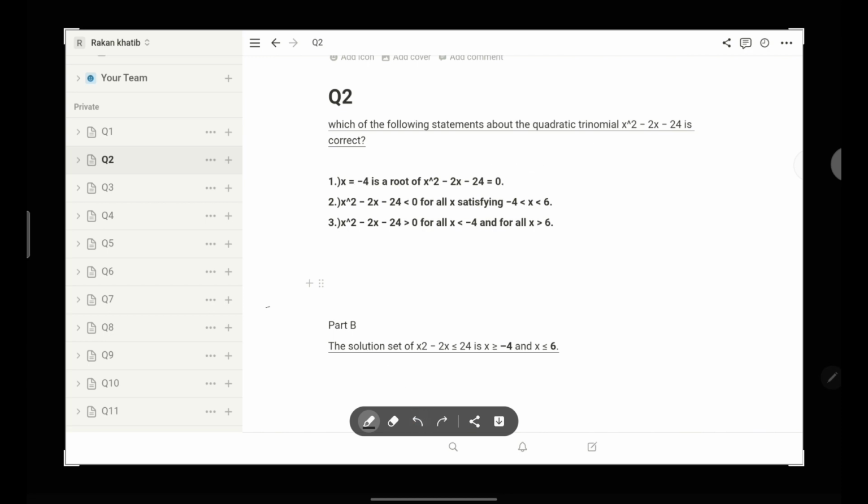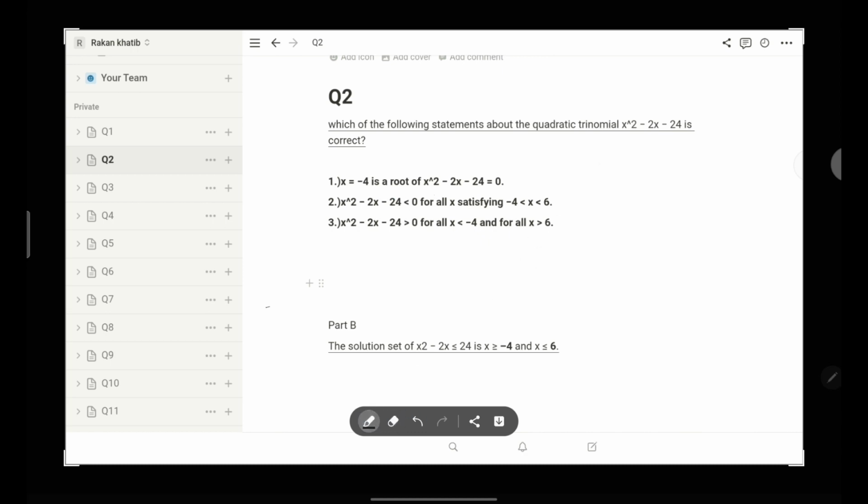And then you have x to the power of 2 minus 2x minus 24 is smaller than 0 for all x satisfying -4 is smaller than x, and x is smaller than 6. So we just put any number between -4 and 6. Let's just choose one at random, so let's choose 1. Anything really works. So you put 1 instead of x, put it in the calculator, and then you get your answer. If it's smaller than 0, then yeah, it's correct.